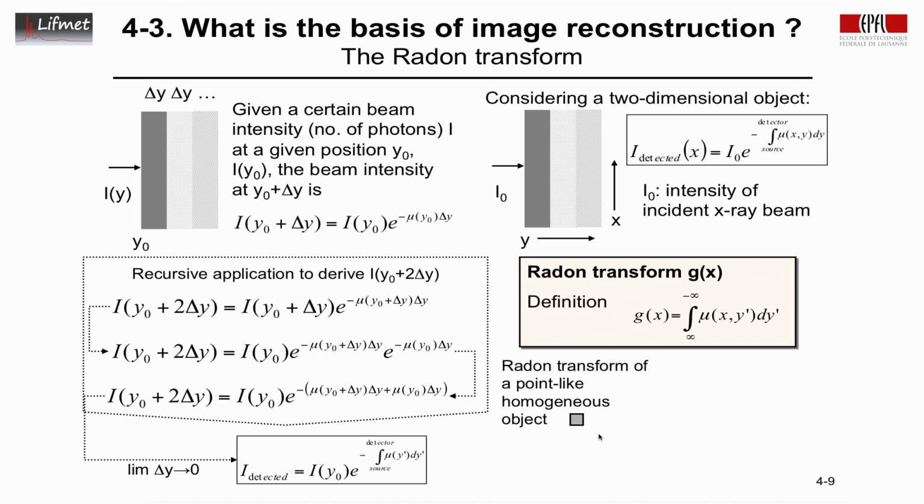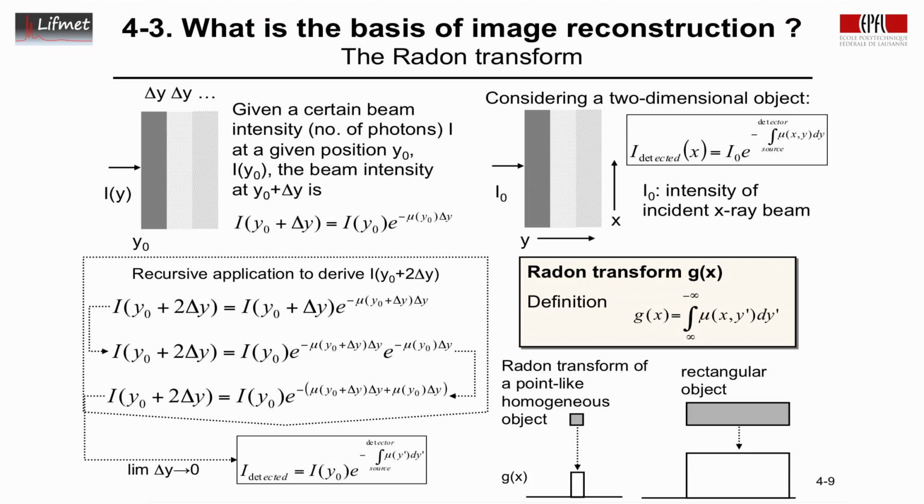So what is the Radon transform of a point-like homogeneous object? Here's my object. We'll look at the Radon transform here. This basically means we're integrating. We have only intensity where the object is, so we're getting this intensity here. If we take a rectangular object, then the Radon transform means simply we are integrating along this direction, so that's this integral here. We're getting more intensity because it's thicker, and only along x, where there is dimension of the object. So a Radon transform is essentially a summed projection of the object onto one of our axes, here the x-axis.